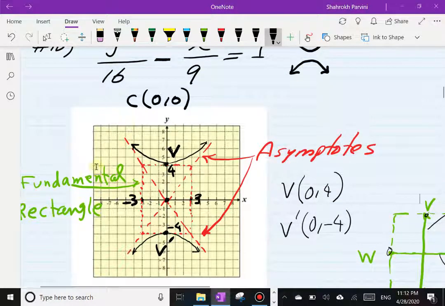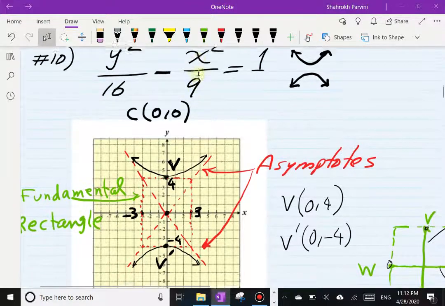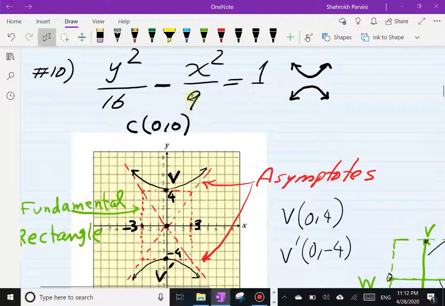You go up to 4, and this is where I am again. I'm at the center. Here's 0, 0. So I went up 4. From the center, you go down 4. And then you look at 9. Here, the square root of 9 is going to be plus or minus 3.